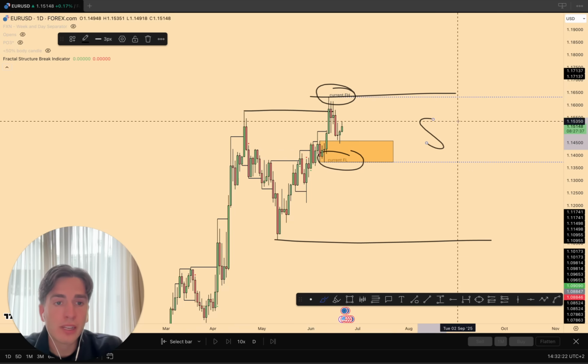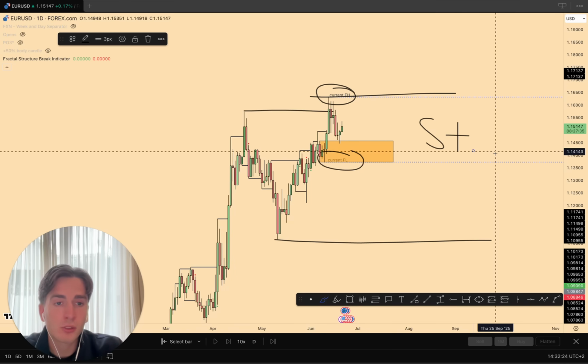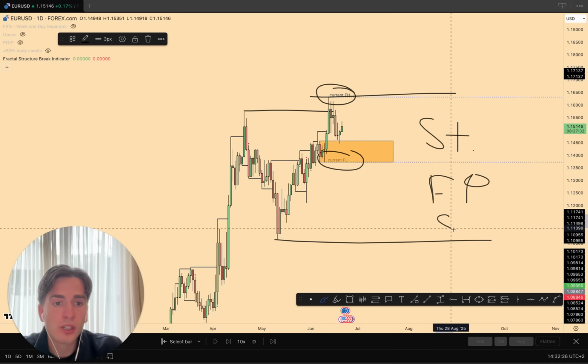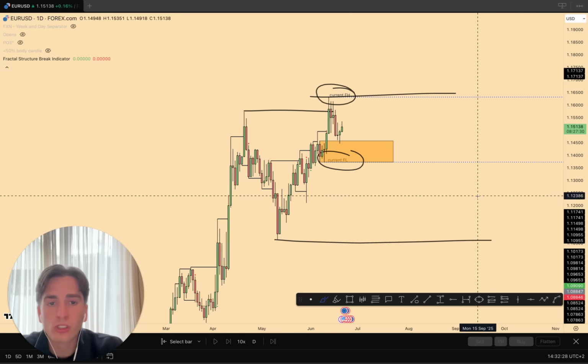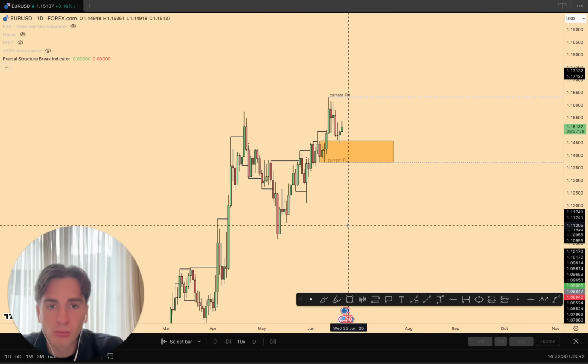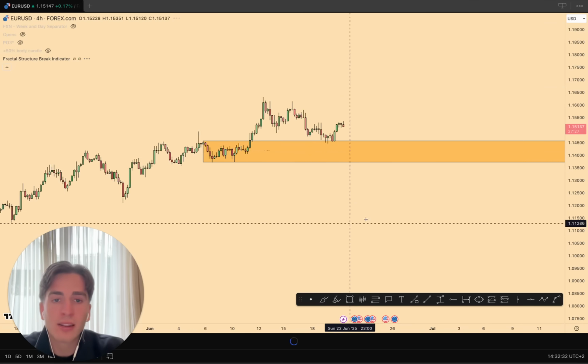So from a structure perspective, I'm just going to call it ST perspective, both fractal is bullish and both swing are bullish. So therefore, longs are pretty much the only thing that makes sense at current price levels. So what I'm looking then at is the 4-hour time frame.